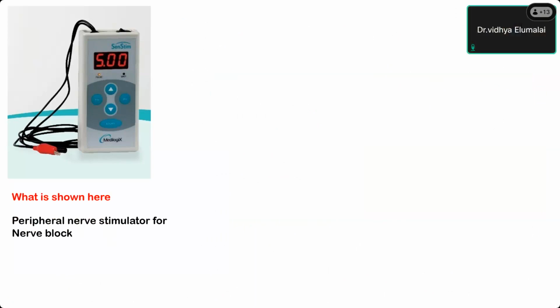0.5 milliampere. Initially, you can use 2 milliamperes, and then go near the nerve. As you go near the nerve, you have to reduce it down to 0.5, so that if you get a good contraction, that means you are very close to the nerve. Then once you inject the local anesthetic, what should happen?